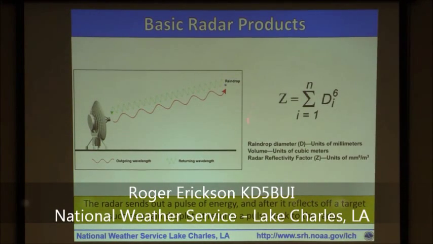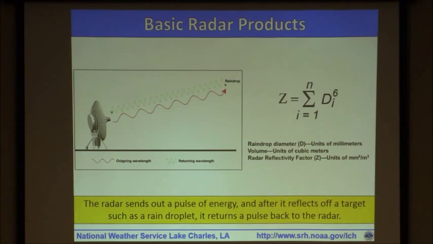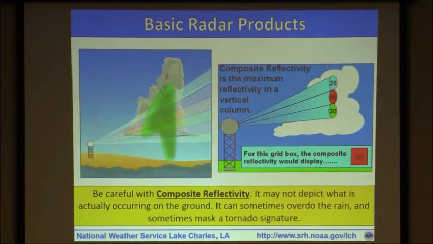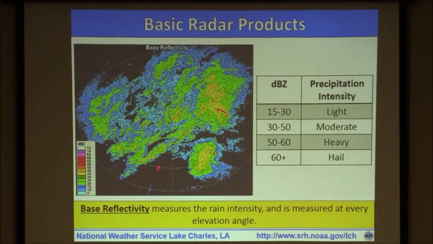Wow, there's a nice equation here that we're not going to talk about. But we'll talk about the gist of it. There are different reflectivity numbers associated with light, moderate, and heavy rain, and whether or not it's hail. It's called base reflectivity. The color codes, give or take, are about the same no matter what we're looking at on the radars. Base reflectivity is going to be showing us a certain elevation.